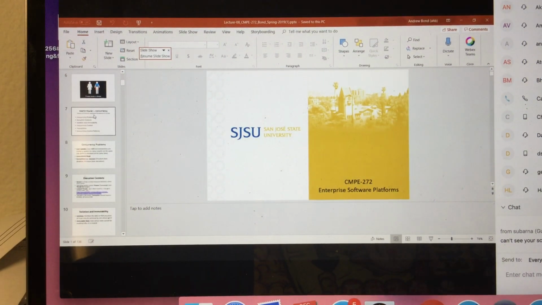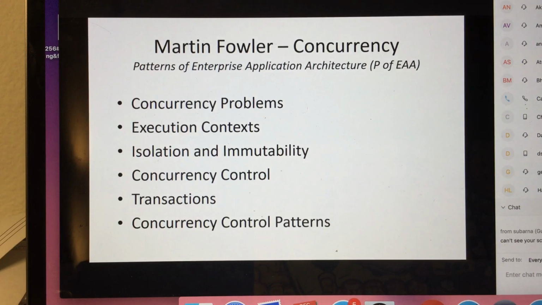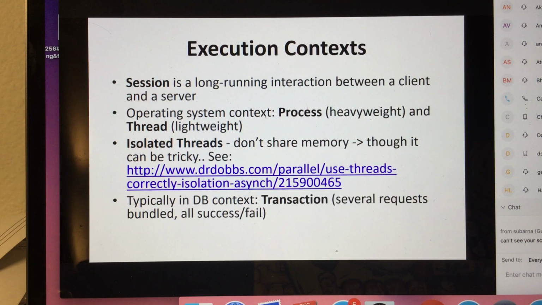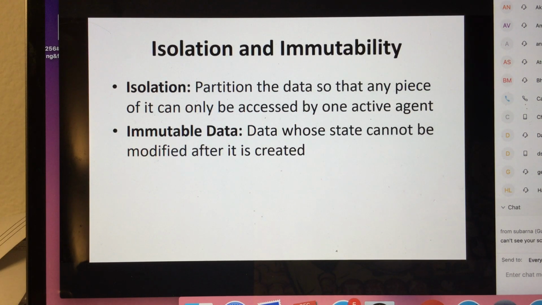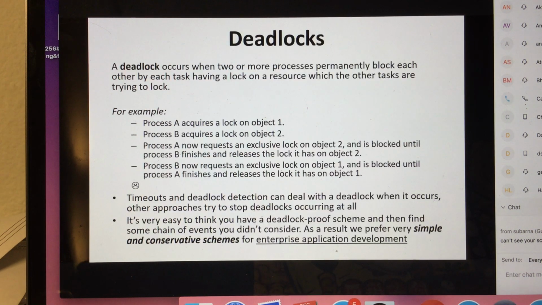So here we are talking about concurrency. Concurrency is very important in enterprise applications and software. So understand the different types of problems that we talked about. What are execution contexts? What is isolation and immutability? The different types of concurrency control. What are deadlocks?